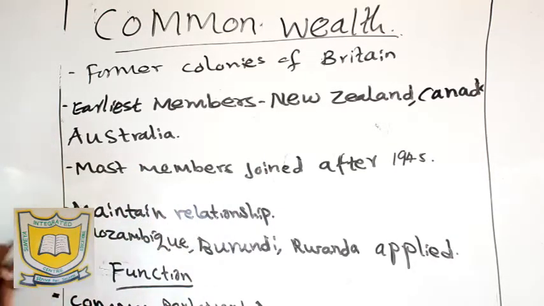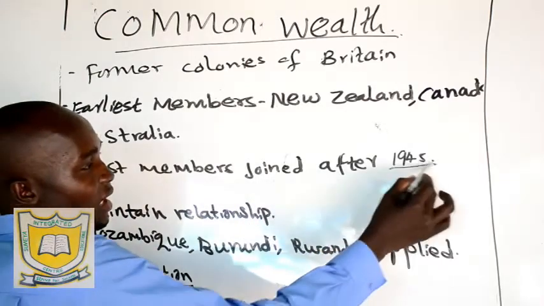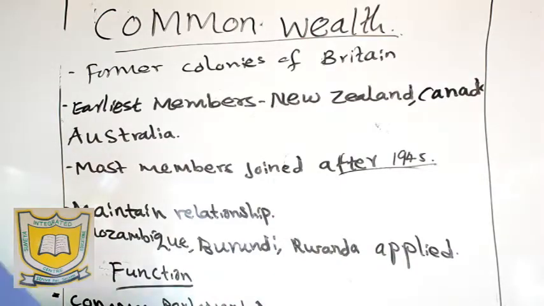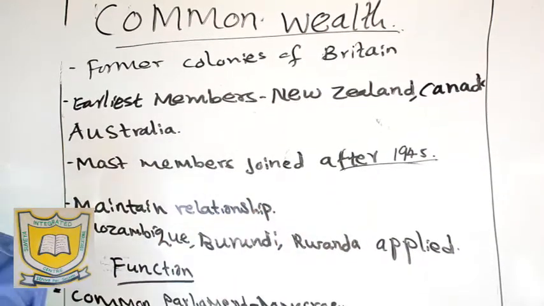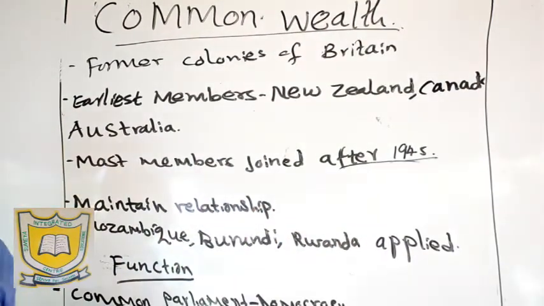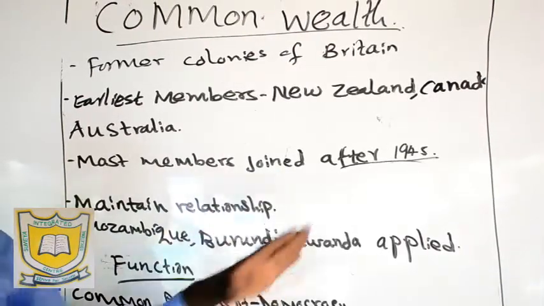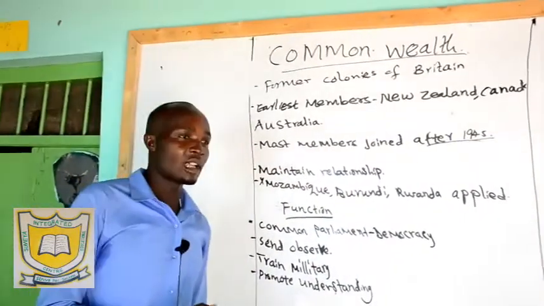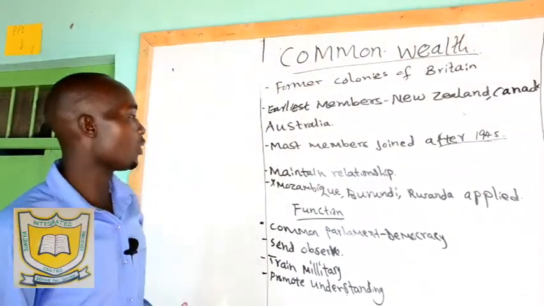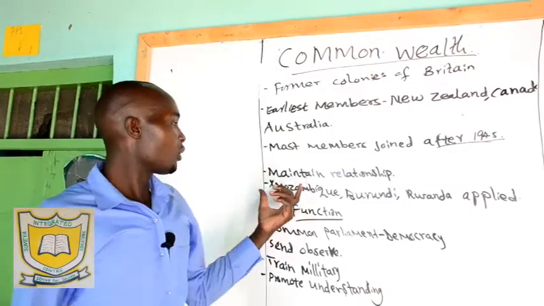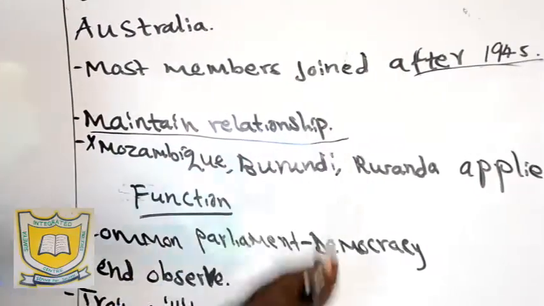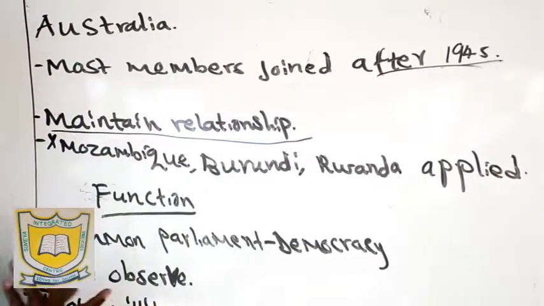Then some members joined in 1945. After 1945, we know very well what happened. We say it was the end of the Second World War. Then the formation of the UN, where there was peace now. So most of the members of the Commonwealth joined around 1945, after the Second World War. Now, we have said the main reason for formation is to maintain a close relationship between the former colonies of Britain. That's what I have said.